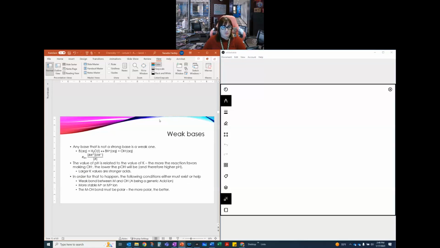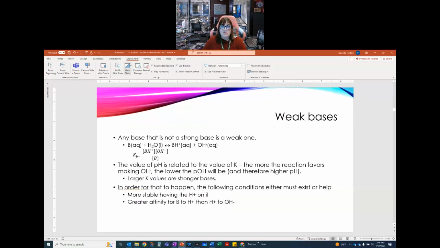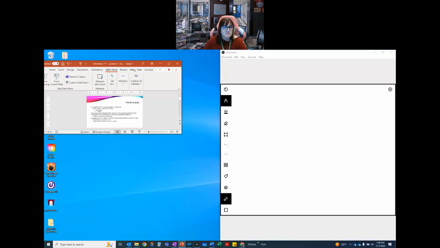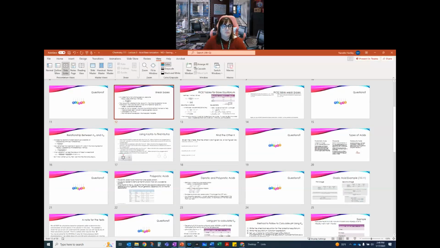Now, when we have weak bases, apparently I have this in there twice. Well, isn't that fun? Sorry, it's going to bug the heck out of me if I don't fix that, so I'm going to fix that. I apologize. That shouldn't have happened. Go back to the normal view.